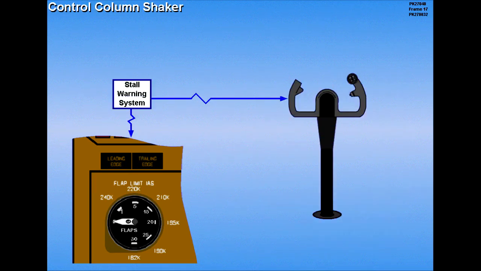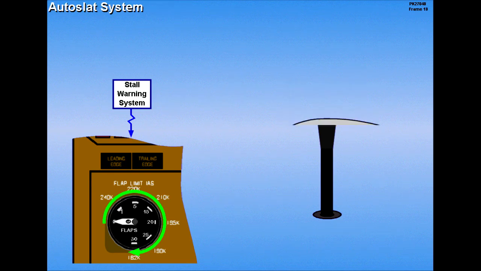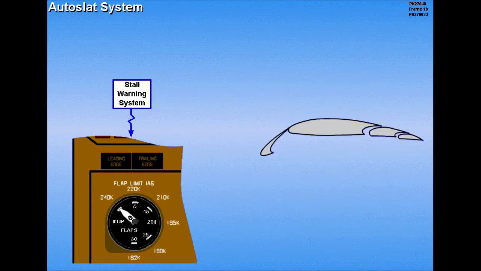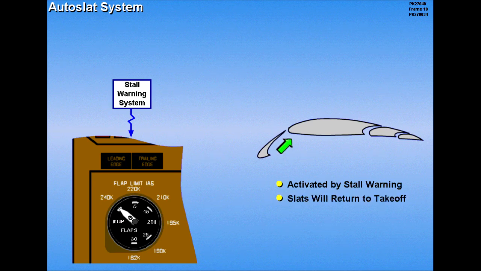The stall warning system activates with the slats and flaps in any configuration. If the slats are at the takeoff position, a stall warning also activates the auto slat system, which will extend landing slats. When the stall warning no longer exists, the slats will return to the takeoff position.